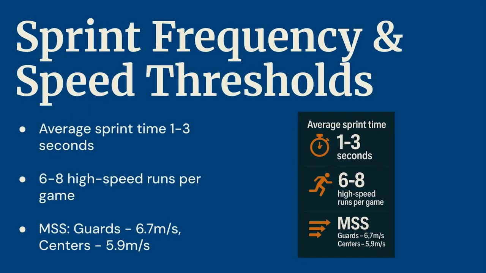Sprint frequency and speed thresholds. The average sprint time of a basketball player is 1 to 3 seconds, with 6 to 8 high-speed runs per game. Guards exhibit the highest max sprint speed of around 6.7 meters per second, and centers fall all the way down to 5.9 meters per second. Players like forwards typically fall between these two numbers, or around 6.4 meters per second.